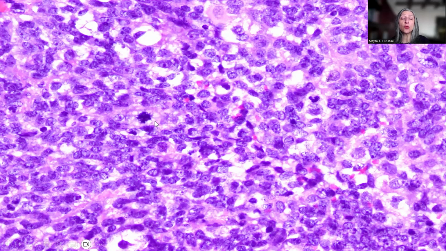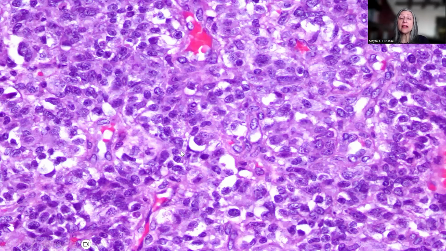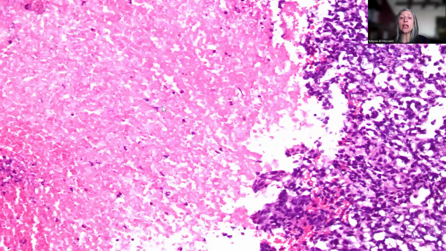Sheets of cells, and those sheets of cells have this pinkish background because of the cytoplasm, and then mitotic activity is scattered here and there. And again, in some areas, the prominent nucleolus. Actually, I always find the presence of a prominent nucleolus in a small round blue cell tumor an excellent clue to the diagnosis of ATRT. In a way, it gives me a hint that this might be an ATRT. Large areas of necrosis are also present.